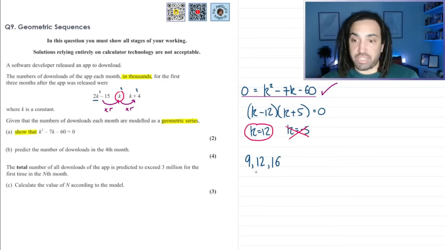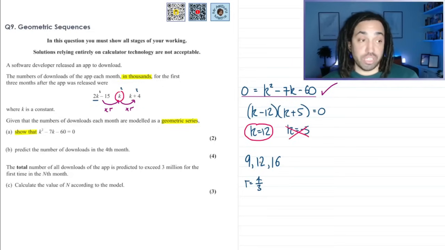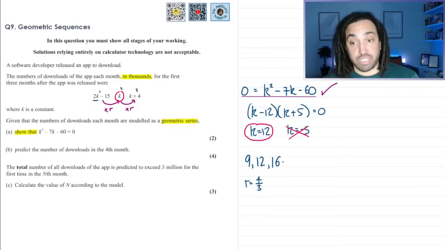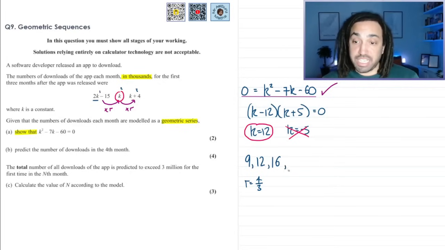So we can see here that the common ratio must be 4 over 3, because when you times 9 by 4 over 3 you get 12, when you times 12 by 4 over 3 you get 16. So timesing 16 by 4 over 3 will give you 64 over 3.